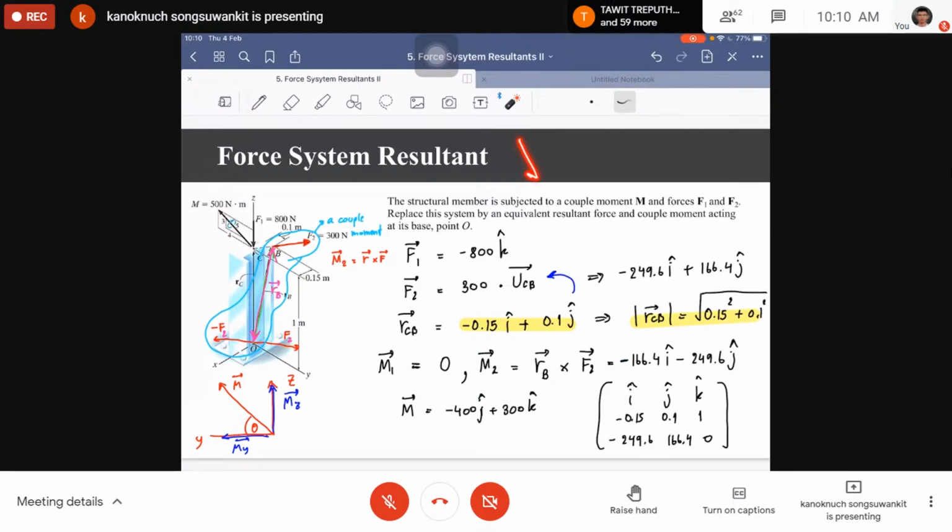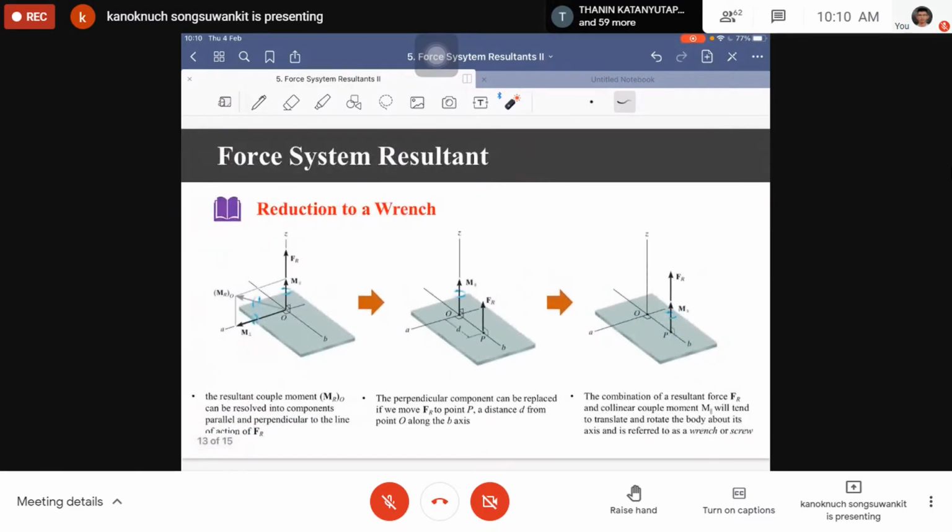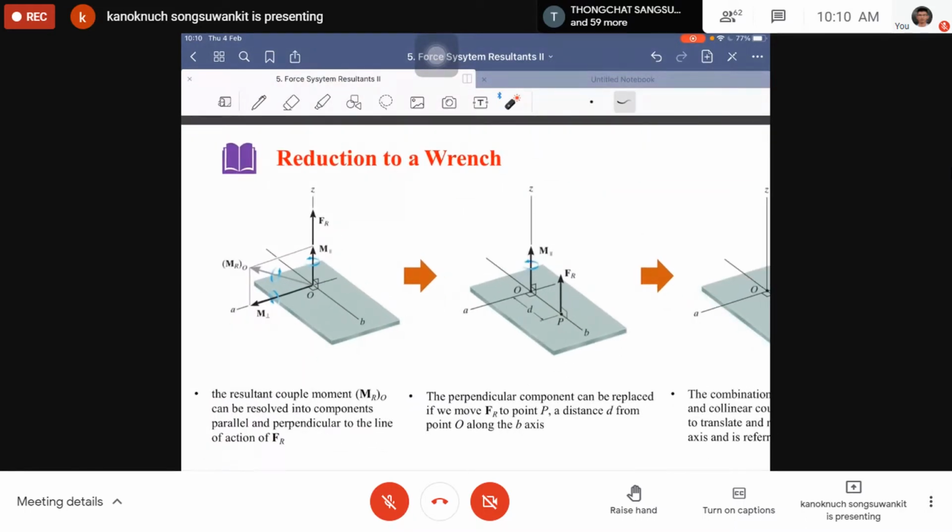Okay, so the couple moment is one application to help you find the equivalent system. Another system is called reduction of a wrench. So normally in a three-dimensional system, the resultant force and the resultant moment are not perpendicular to one another. Therefore, it cannot be reduced to an equivalent system directly. But we can resolve this MR. Here, for example, this FR produces MR, and this MR is also resolved into its components, which are M parallel and M perpendicular to any axis.